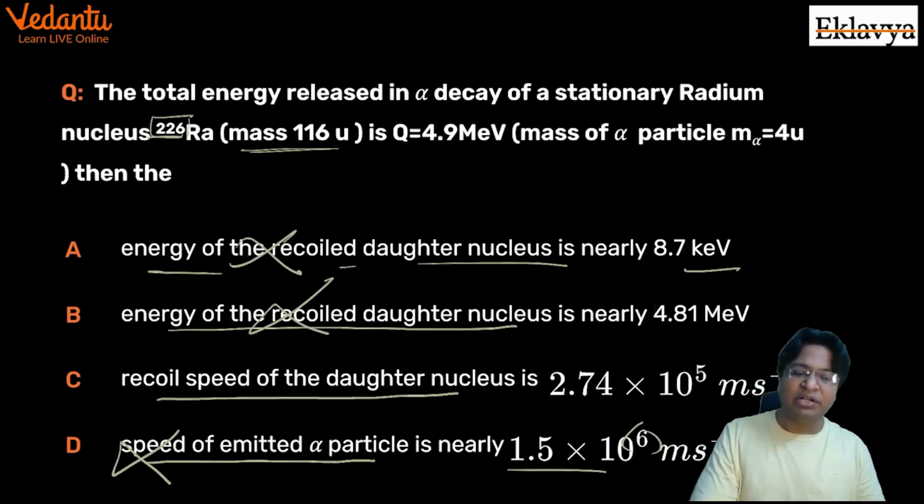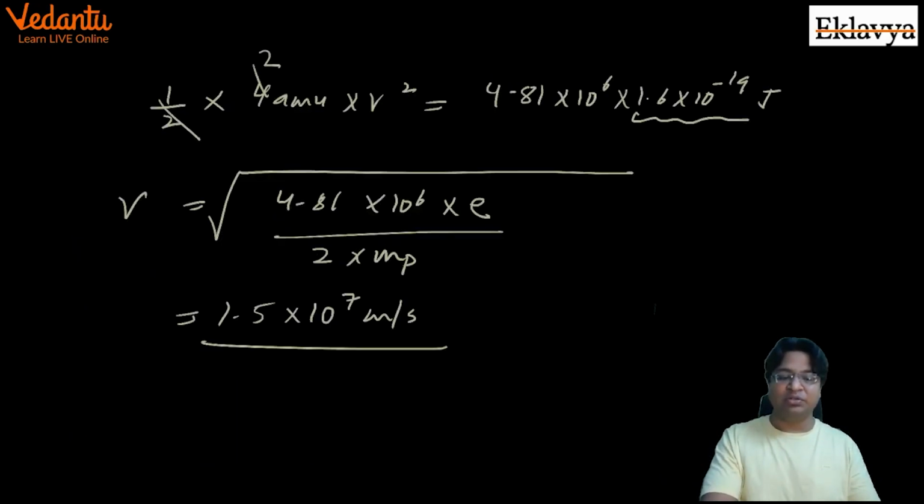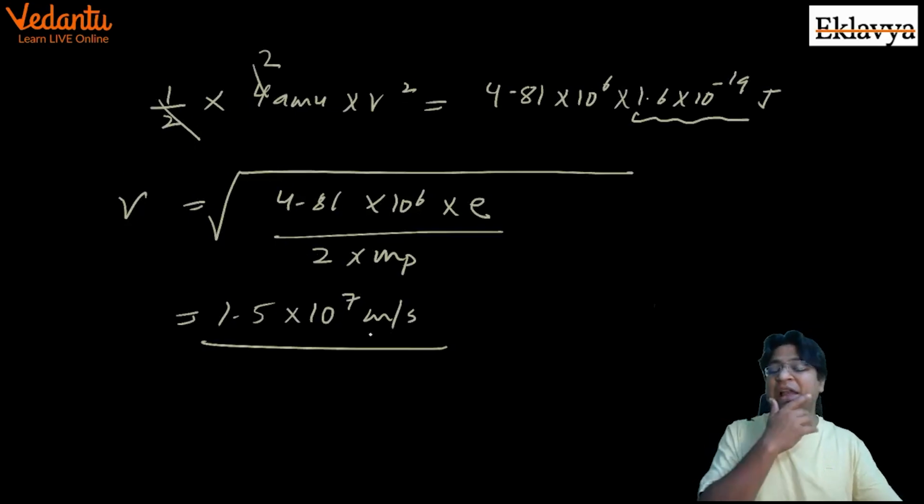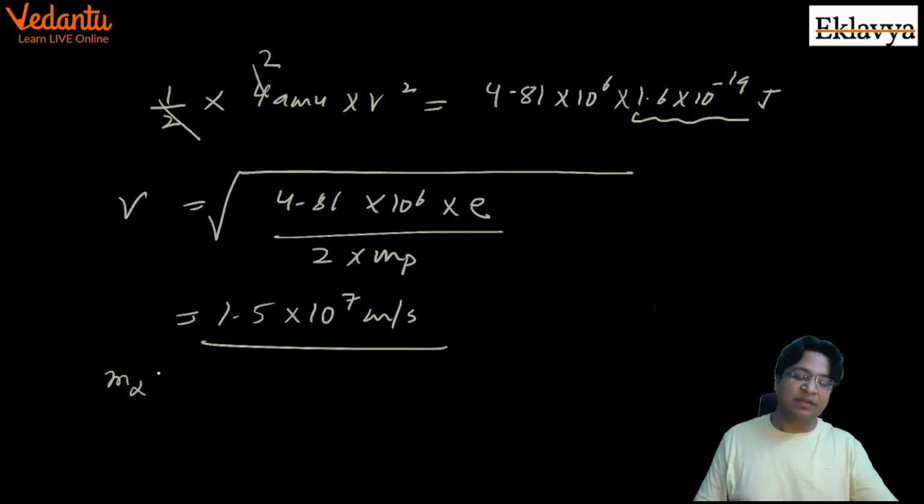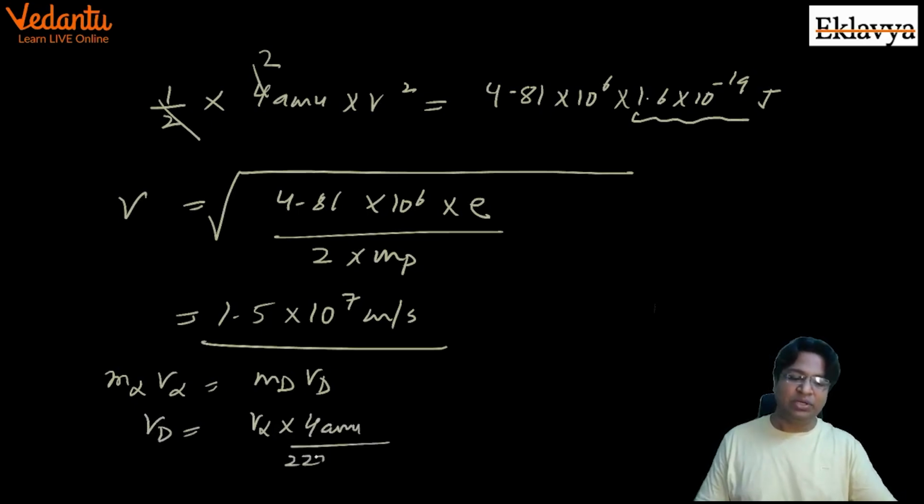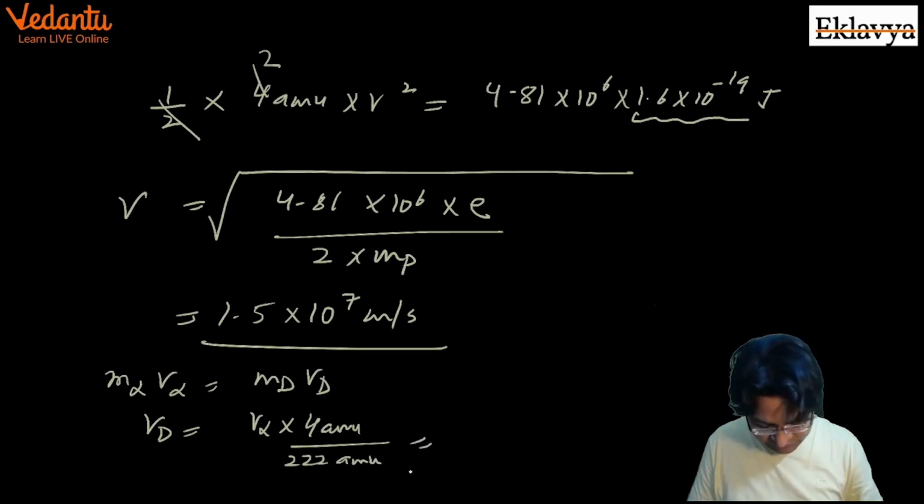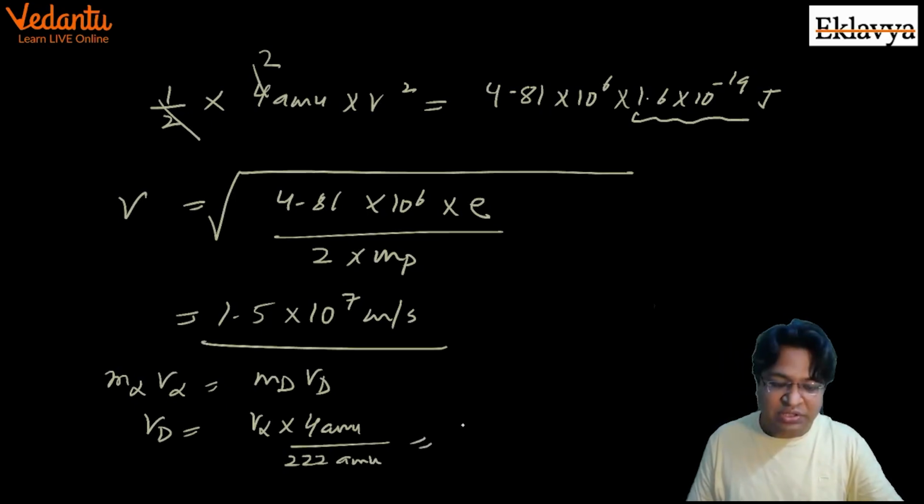So how do I find the recoil speed of the daughter nucleus? I found out the speed of the alpha particle, and I know that mass of alpha into speed of alpha would be equal to mass of daughter into the speed of daughter. So the speed of daughter would be speed of alpha into mass of alpha, that is 4 AMU, divided by 222 AMU. So whatever speed we have got, we multiply it with 4 and then divide it with 222.